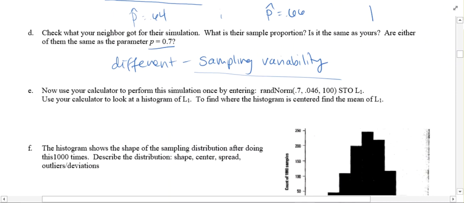Okay, and so I do want you to do this in your calculator because this is exactly what we did in the class activity. So we did the random norm. So this one we're doing it at 0.7. This is the standard deviation. I'm just giving that to you. I'll show you how to calculate it later. So grab your calculator if you don't already have it out. So we're going to do random norm, and this again you get to by math. Go over to PRB, probability, and then go down to random norm. 0.7, 0.046, we're going to do 100, and again we're going to send that to L1. So store it in L1. Okay, so go ahead and grab your calculator and do that.